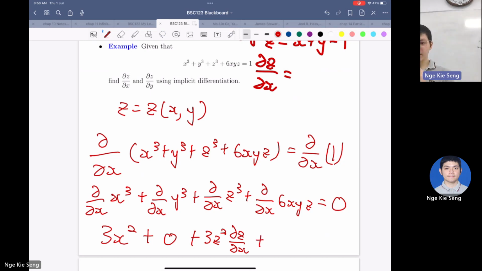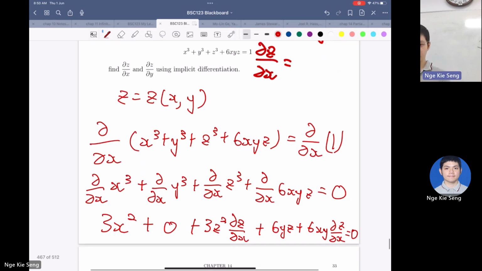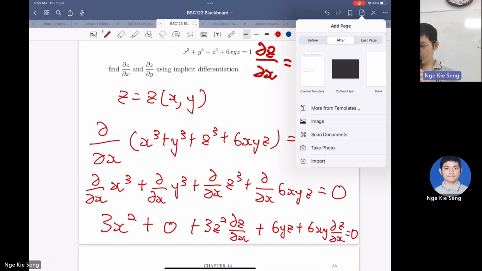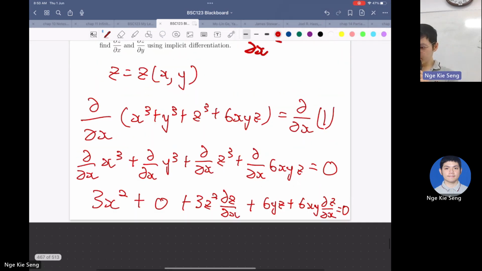How about the next one? Product rule. Okay, good. So with the product rule, what do you get? 6yz plus 6xy del z del x. Correct or not? Chain rule. I think it's correct.